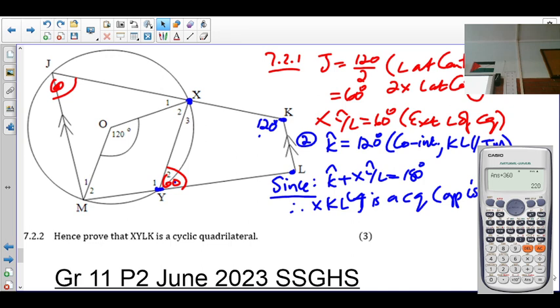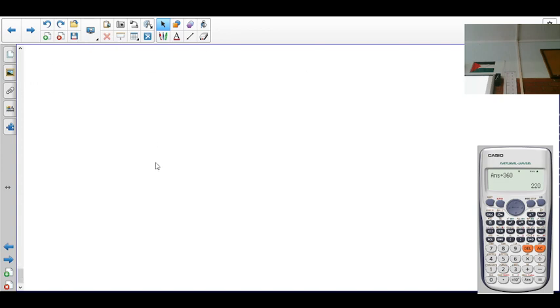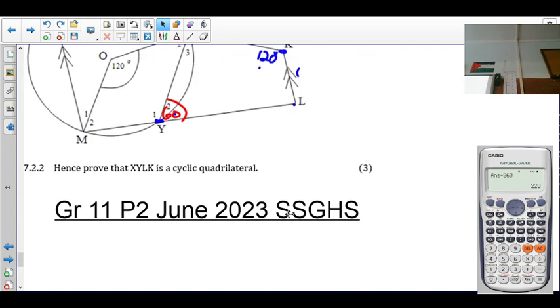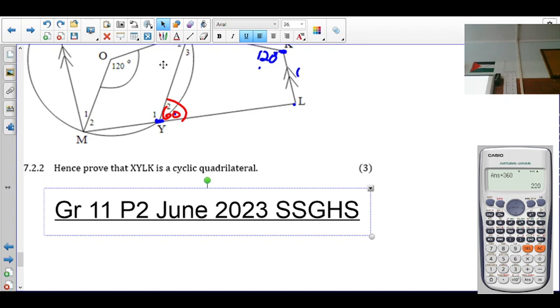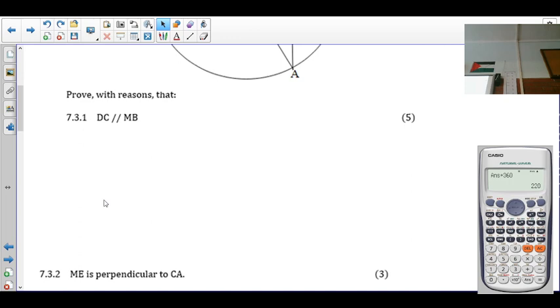I'm going to take this off as I need more space. Next. Then the last question here, for this diagram, 9.3.